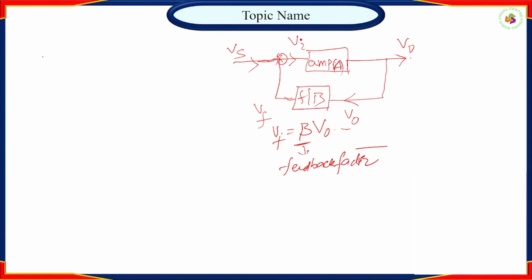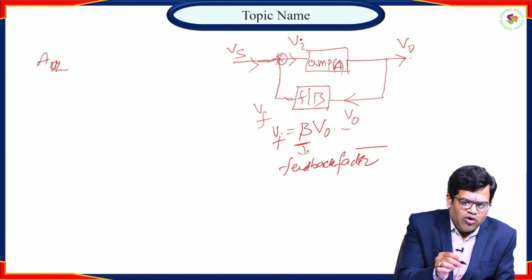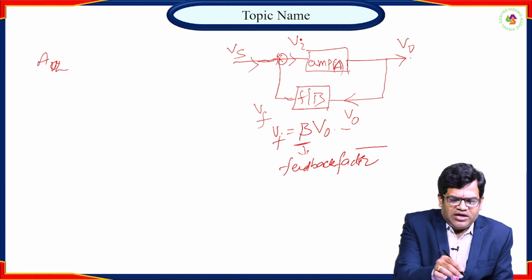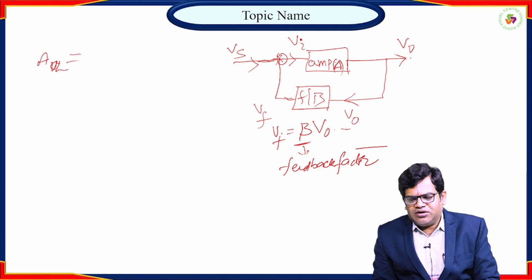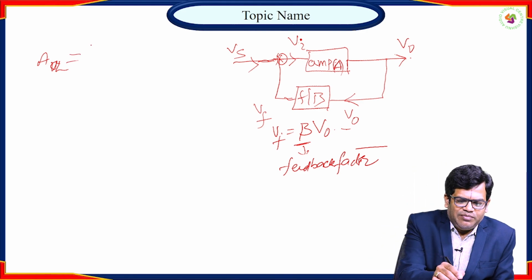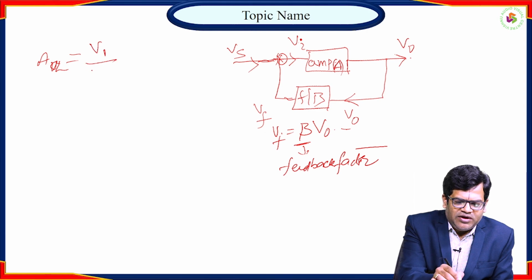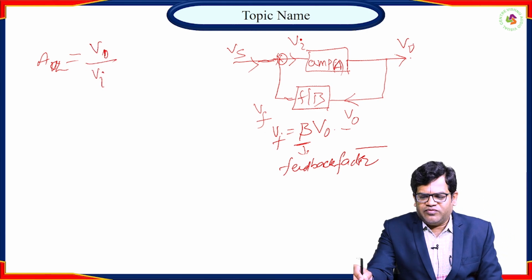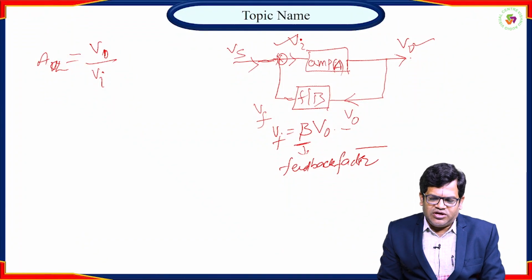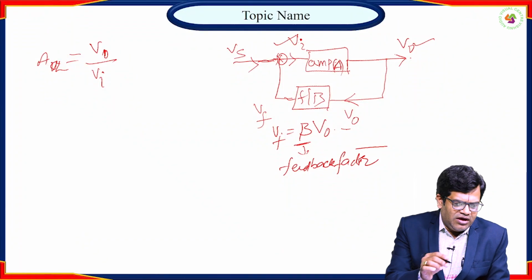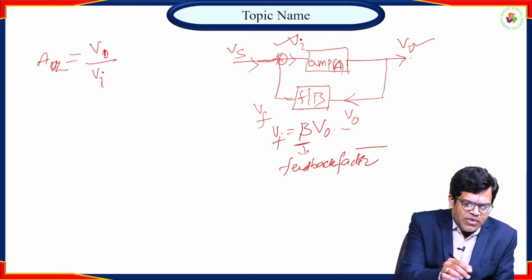Now, the gain with respect to the amplifier, AOL, that is the open loop gain, only the gain considered with respect to the amplifier, will be the output voltage by the input voltage. So that is V0 by Vi. V0 is the output from the amplifier and Vi is the input to the amplifier. So V0 by Vi is the gain of the amplifier.